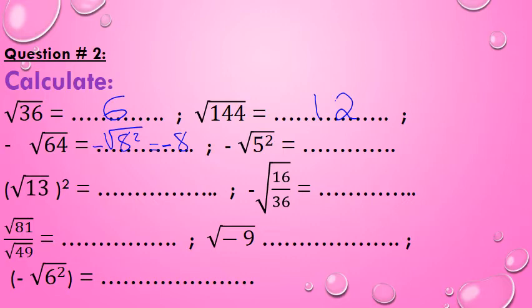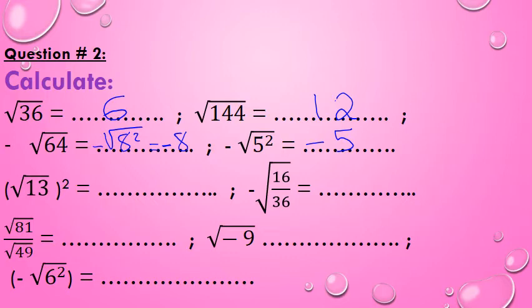Now we have minus radical 5 squared, Ala. Minus 5. It is equal to minus 5. Why did the minus stay? Because the squared is only for 5. Minus is outside the square root.